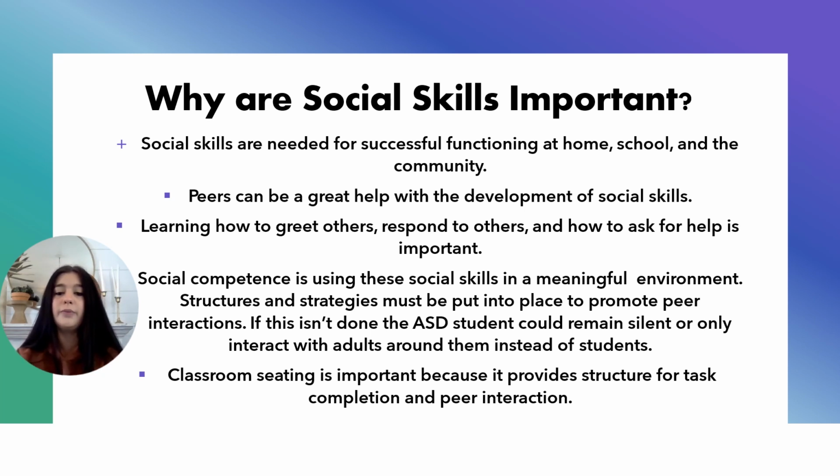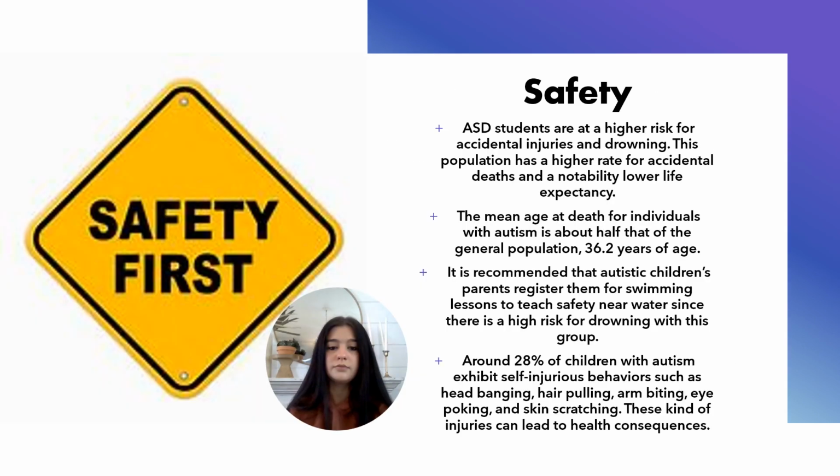Classroom seating is important because it provides structure for task completion and peer interaction. Learning a social script for the ASD student can include watching others in a social context, learning how to say hello and goodbye, when to enter and exit a conversation, looking at written or picture social cues, and practicing them. Once these skills are learned, the ASD student needs to interact regularly with many students, not just one. Otherwise, the skill will be used on one person only. The more you use it, the better it is.